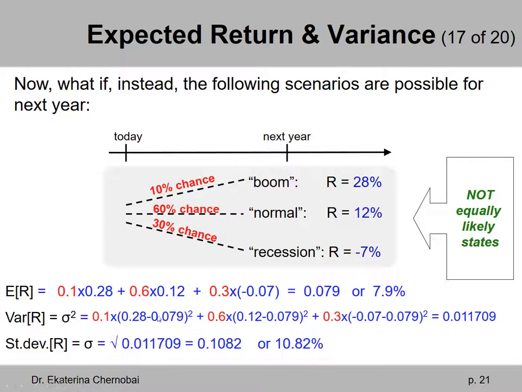So we can say that on average, you're expecting to make a 7.9% return on your money every year in the future, but the actual returns you'll be getting will be on average 10.82% away from the 7.9% average in either direction, either above or below 7.9%.